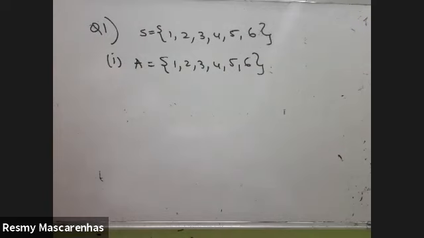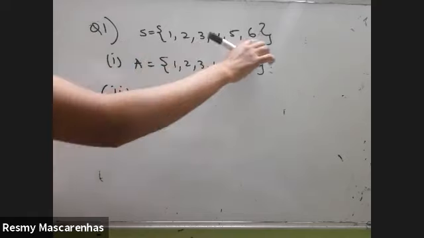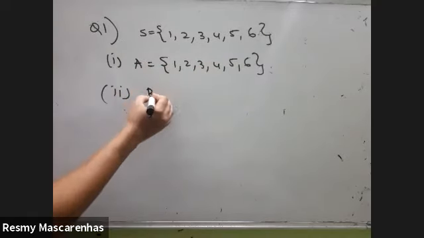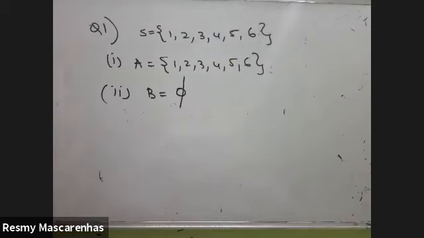Then the second sub question says getting a number greater than 7. Check over here. Is there any number greater than 7? No. So B will be empty.